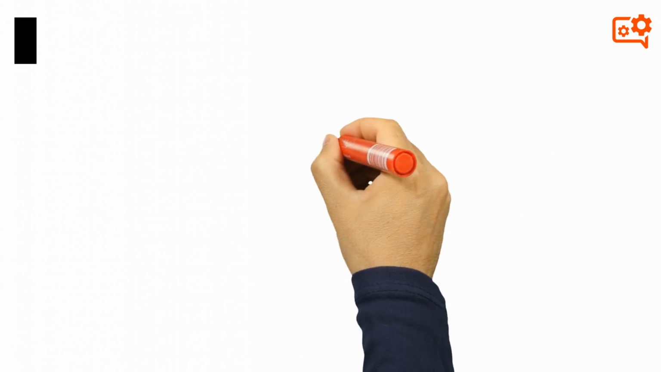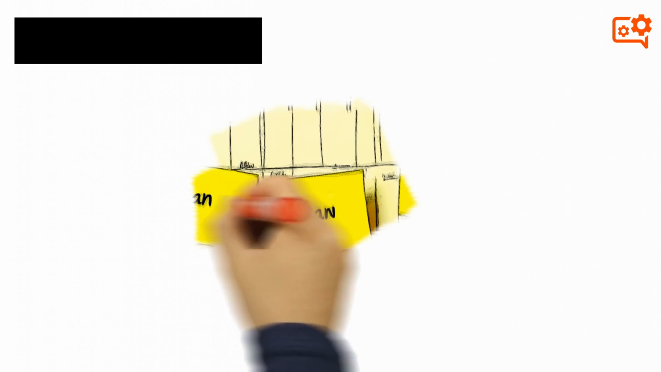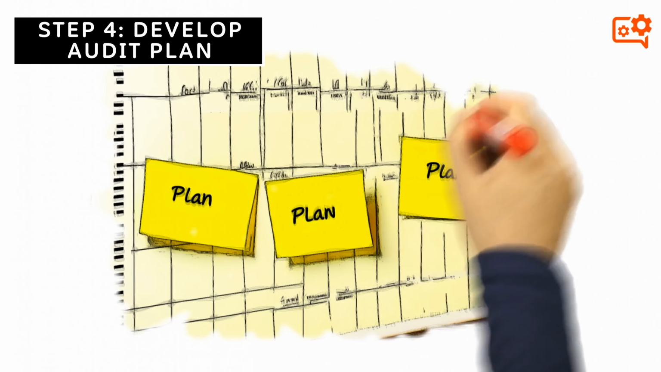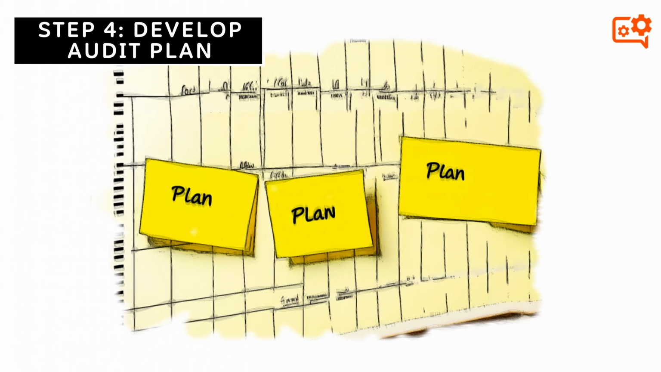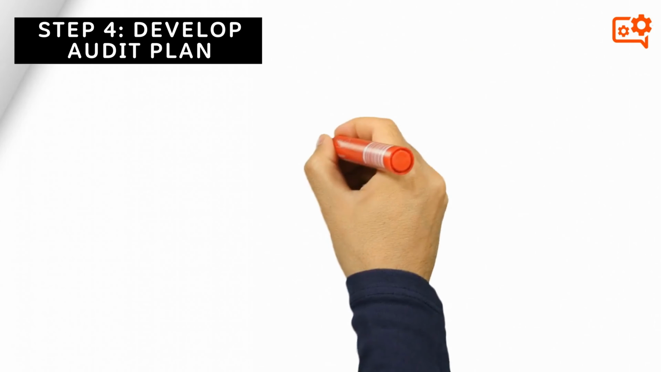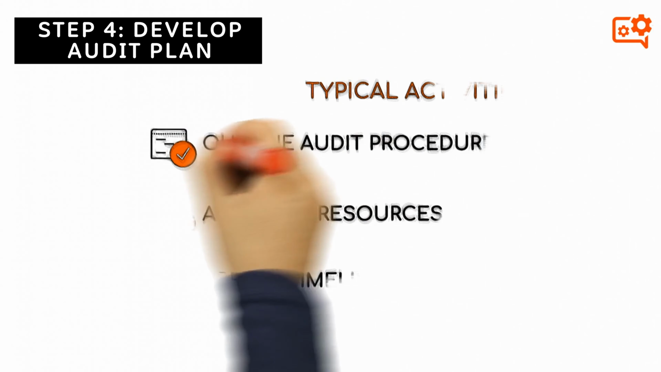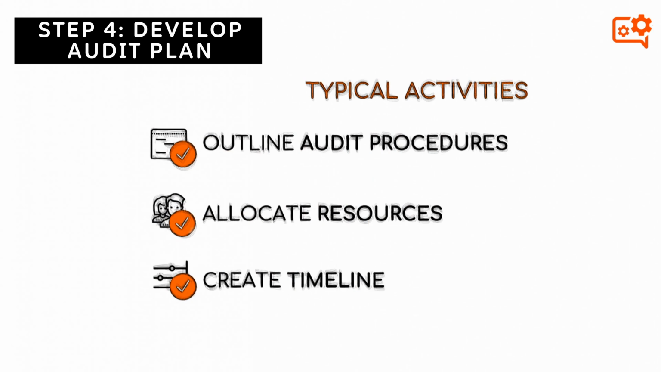Step 4. Develop an audit plan that maps out your approach, methodology, and dates. It is like laying down the game plan. Remember to prepare an audit agenda too. Typical activities. Outline audit procedures, allocate resources, and create a timeline for smooth execution. Flexibility is key.